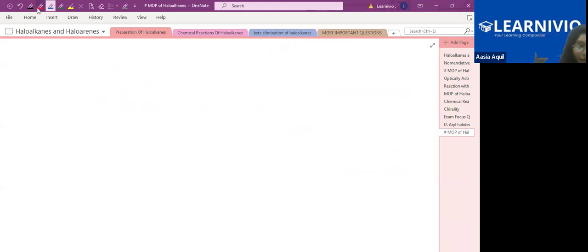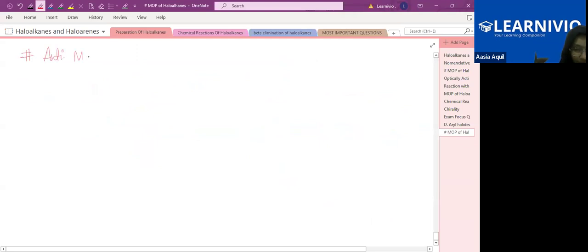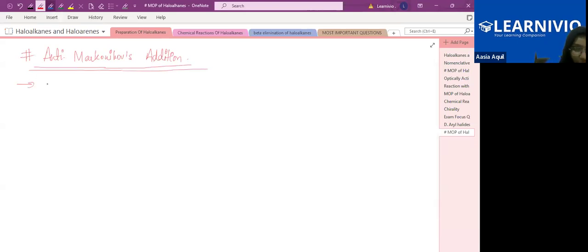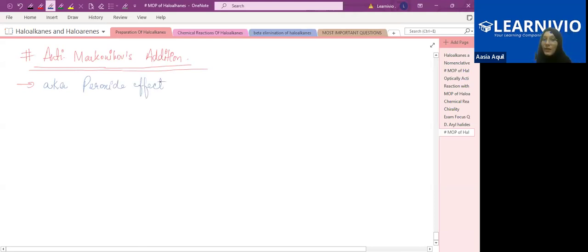See, write down the heading: anti-Markovnikov addition rule. But there's a slight difference between the Markovnikov and anti-Markovnikov addition. This rule is also known as the peroxide effect. Peroxide effect. Why is it known as the peroxide effect?